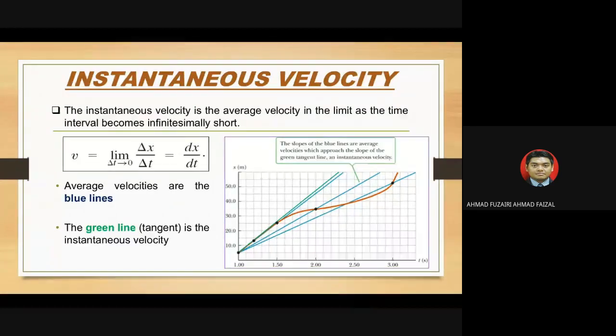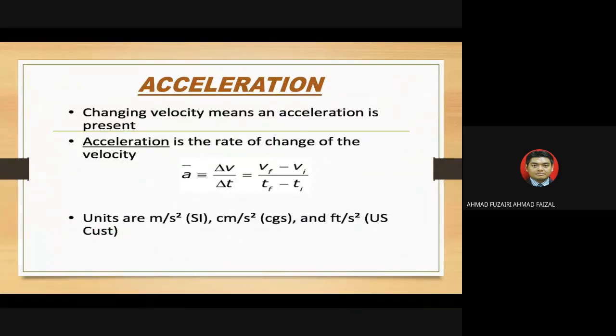Next is acceleration. Acceleration is symbolized by small a. By definition, it is the change of velocity, or we may say that acceleration is the rate of change of the velocity. To calculate the acceleration, we may use the formula acceleration a equals change of velocity delta v divided by change of time delta t. Or you may write acceleration a equals final velocity vf minus initial velocity vi, over final time tf minus initial time ti. The SI unit of acceleration is meter per second squared.